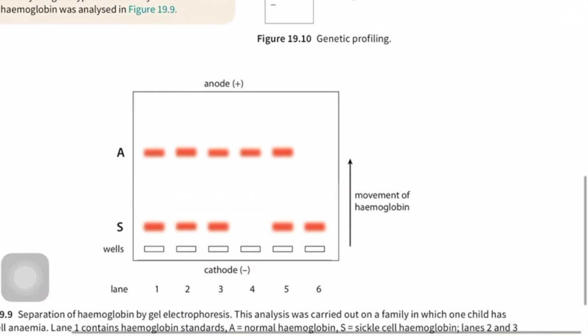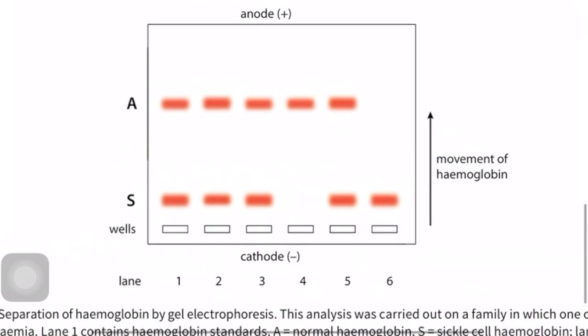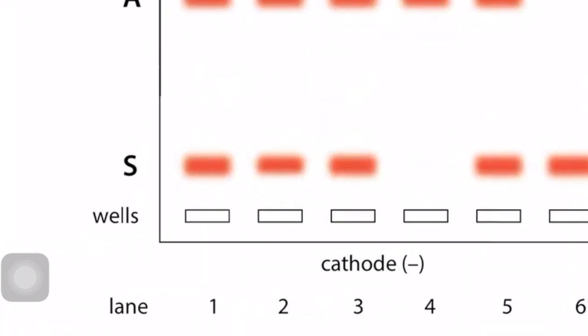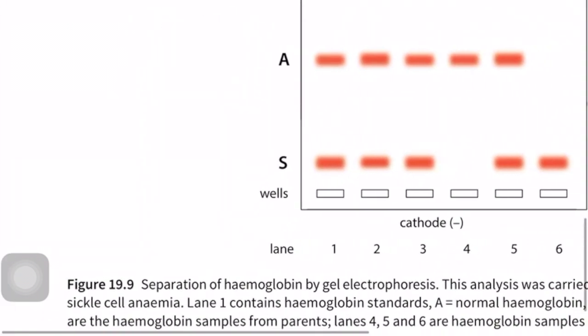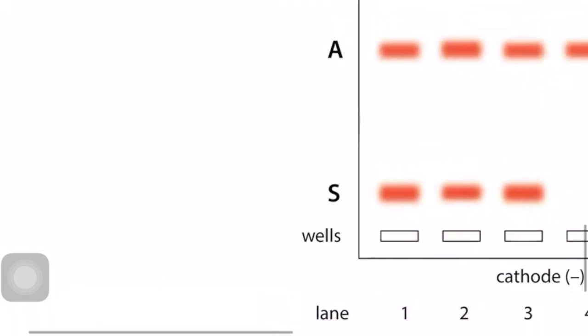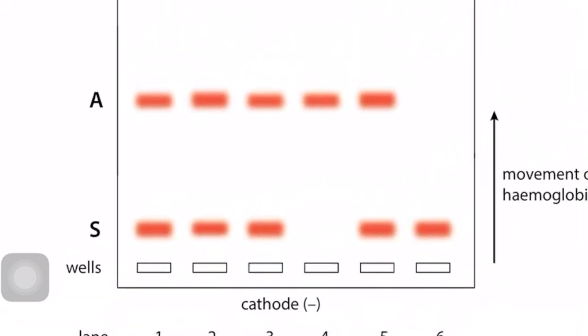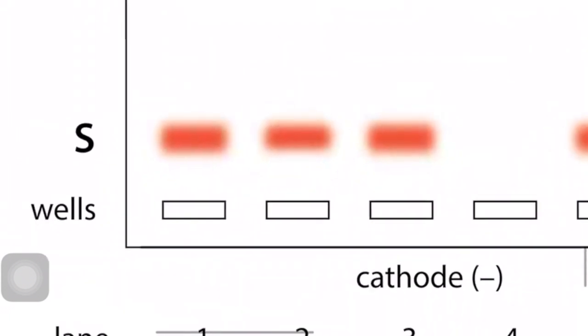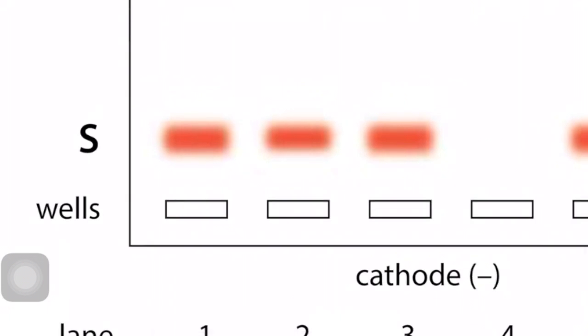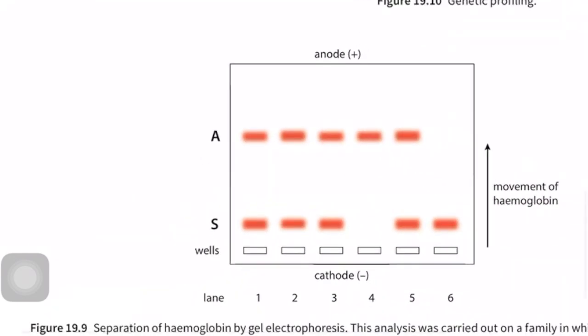But from here we can say number 1 is the sample which is previously known, so that you can compare. Numbers 2 and 3 are the parents, and we can see that for both parents half of the hemoglobins were sickle cell because they did not move far, S, it matched with the standard, and half of their hemoglobin is A, normal. So we can assume that both of the parents have alleles A and S.